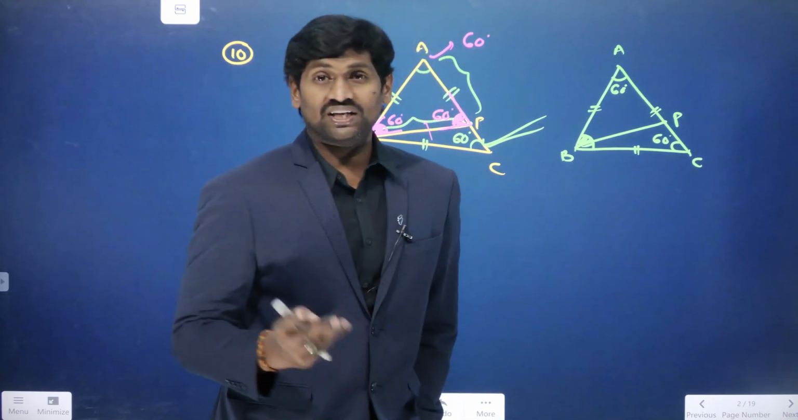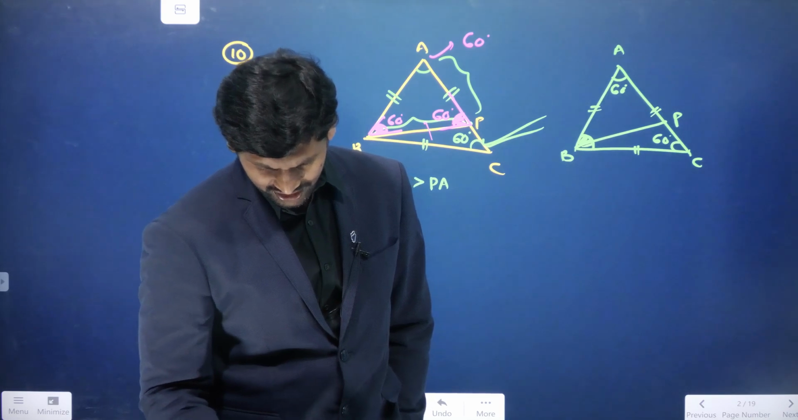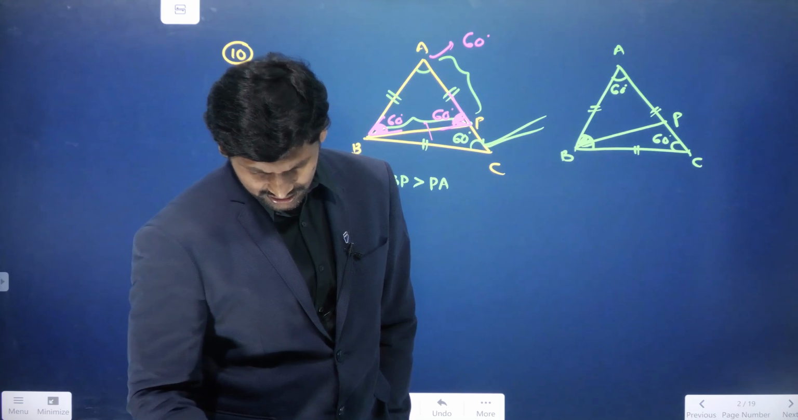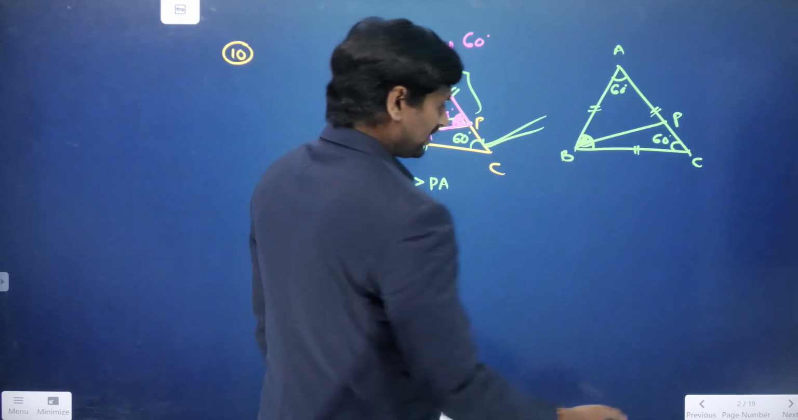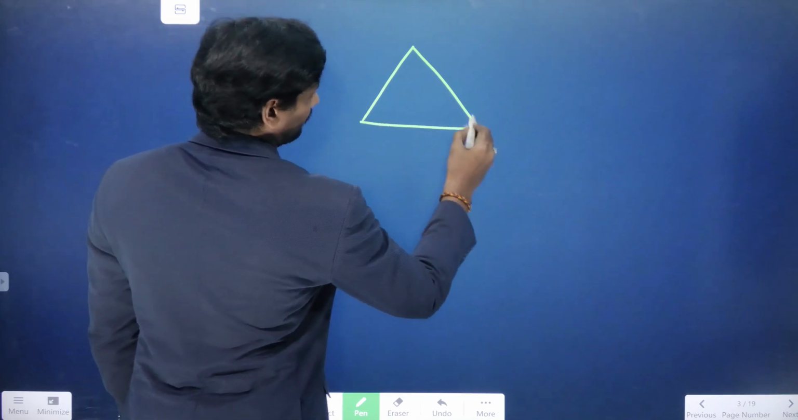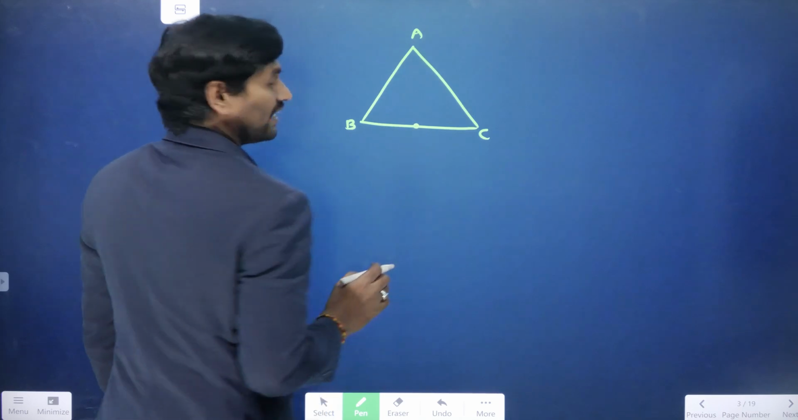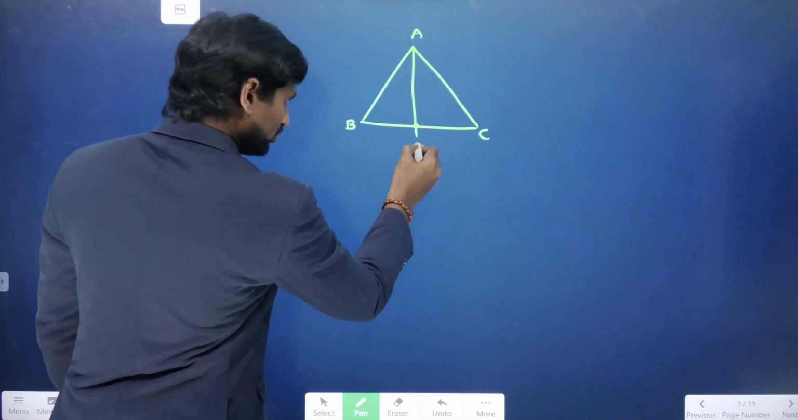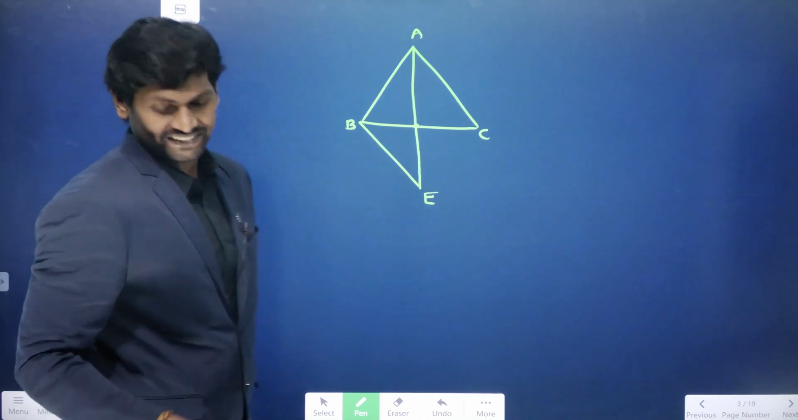Yeah. Let us go to the next problem, that is the 11th problem, where a diagram is given. Triangle ABC, AD is a median to BC, and AD is produced to E. That means AD is also extended. AD is the median and this AD is produced to E. That means it is extended to E.